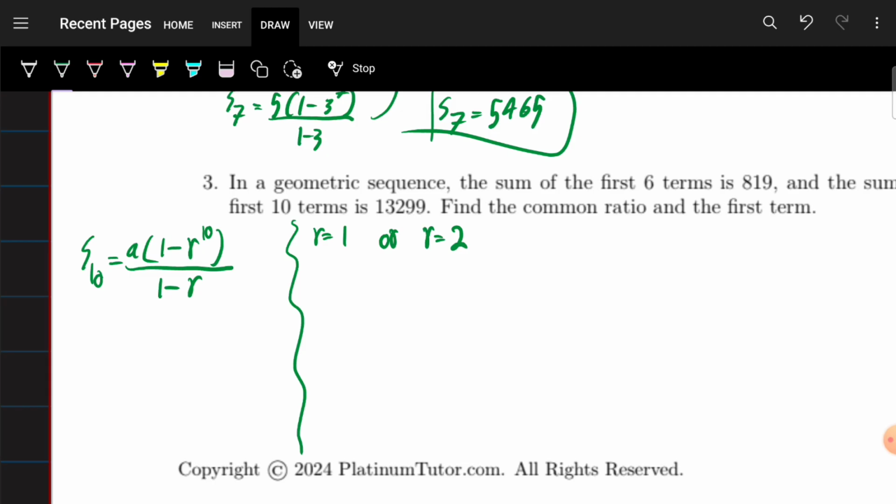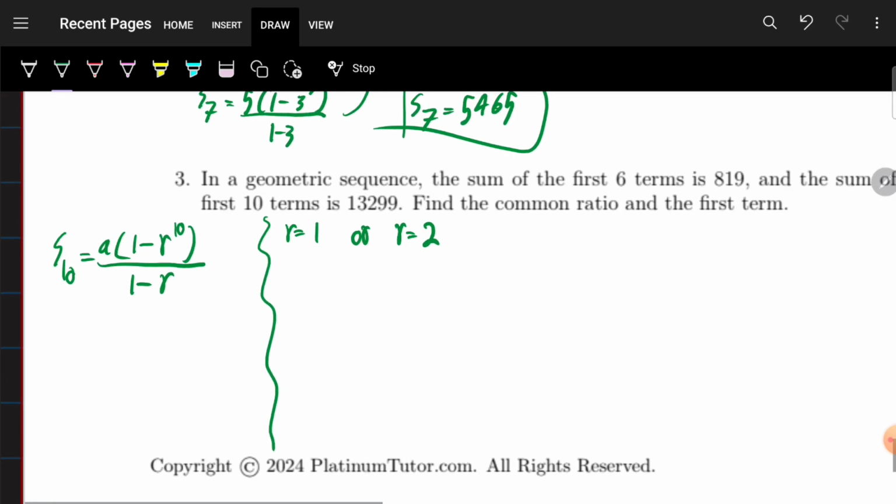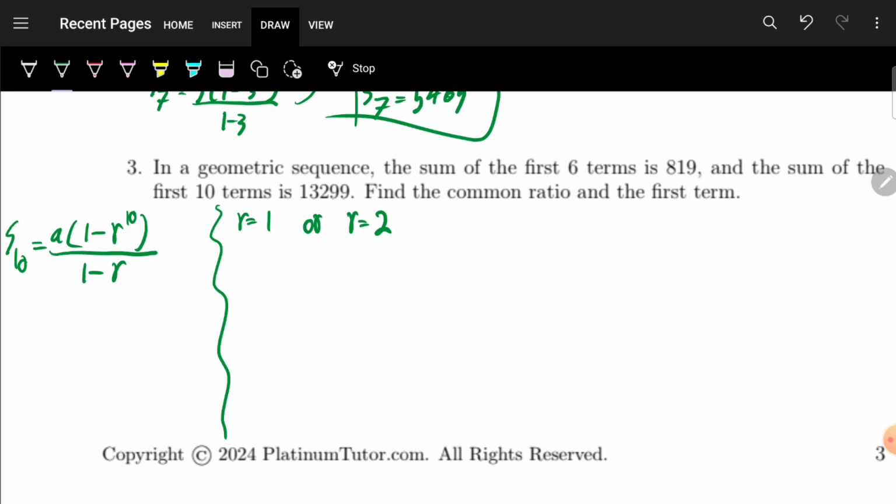Why wouldn't r equal to 1 work? Well, because if we were to plug in r equals 1 in our geometric sum formula, we get 0 in the denominator. And we can't have division by 0 in the denominator, right? Just to really prove this to you guys, let's do the calculations for r equals 1.